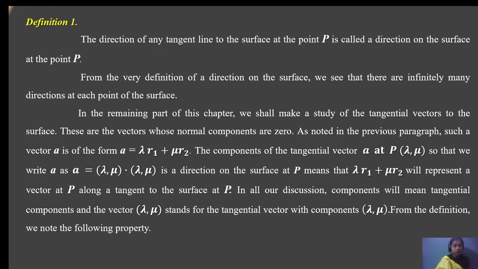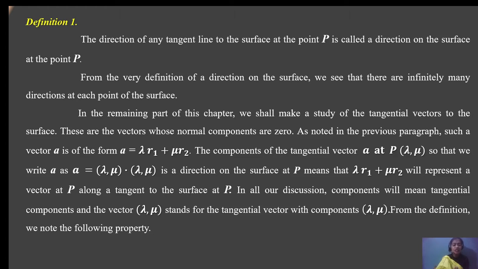In the remaining part of this chapter, we will study tangential vectors to the surface. These are vectors whose normal component is 0. We notice, for example, that a vector A is of the form A equals lambda r1 plus mu r2. The components of the tangential vector A at a point P are lambda, mu. So we write A as a small a, generated by the value lambda mu.